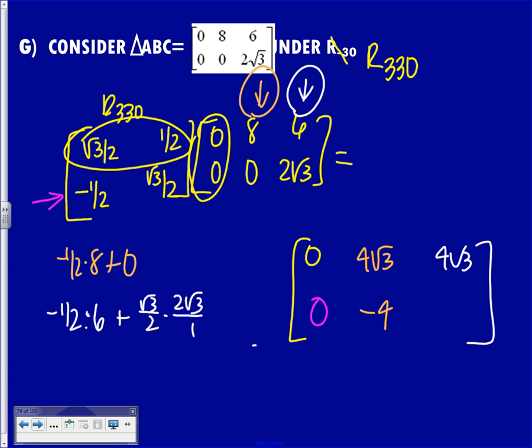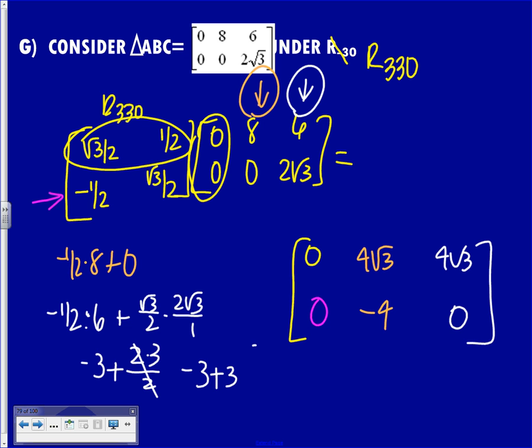Negative 1/2 times 6 is negative 3 plus. So on the top there, I have the square root of 3 times 2 times the square root of 3. Well, if you remember, the square root of 3 times the square root of 3 is just 3. And then I've got that over 2, so the negatives cancel. So that's negative 3 plus 3. So this actually gives me 0.